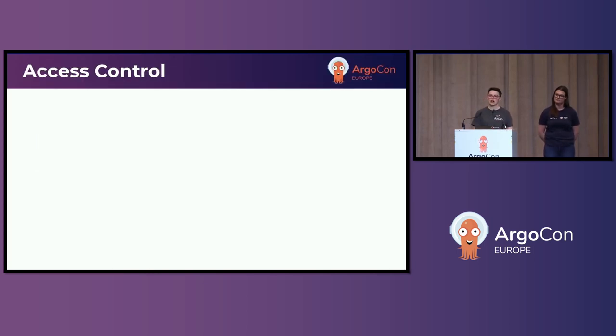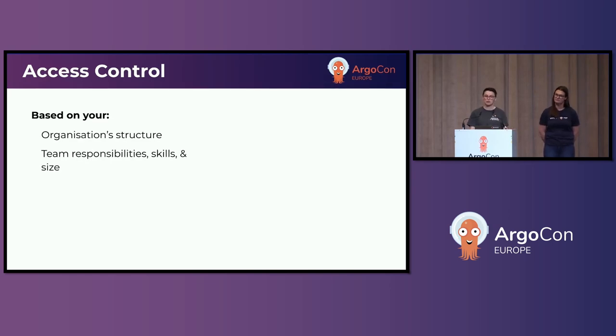So when you're looking at your access control, it needs to be based on how your organization is structured. What does each team do, and who is on each team? Are you in an industry that is really strictly regulated? What does your threat model look like? And if you don't have a threat model yet, please do go and look into making one. And finally, for the threats that you have identified, what is your risk tolerance for each one?